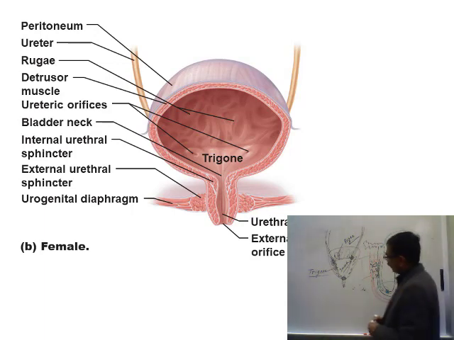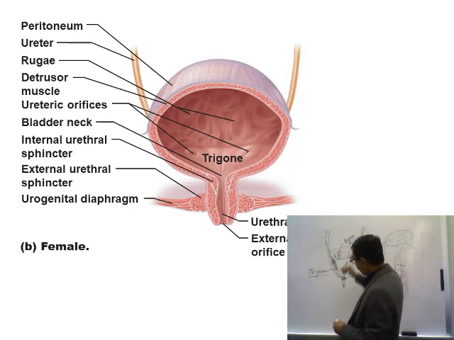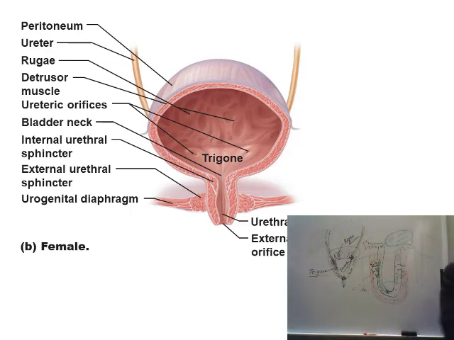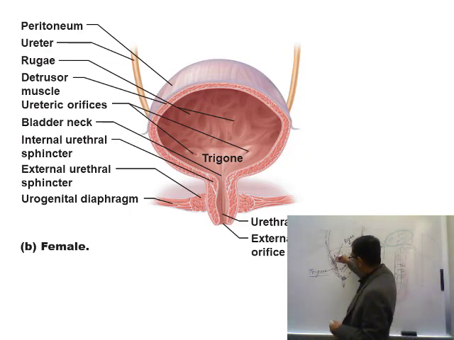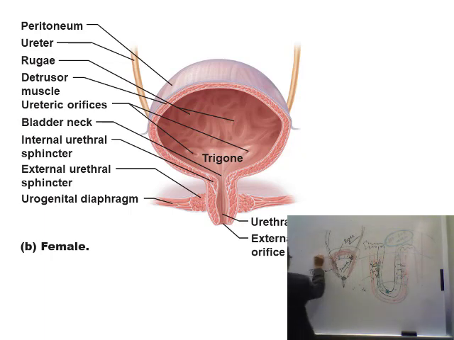Now, if I see the wall of the urinary bladder, you have smooth muscle in the wall, and that smooth muscle has a name. So the smooth muscle in the wall of the bladder is known as the detrusor muscle. So the smooth muscle in the wall is called detrusor muscle.